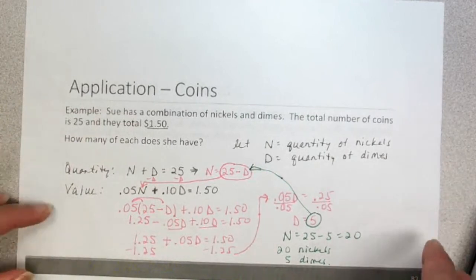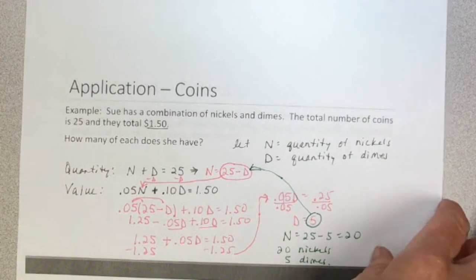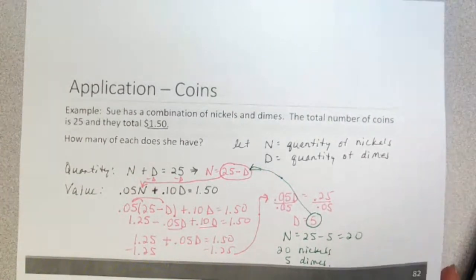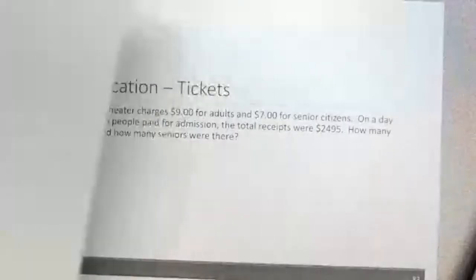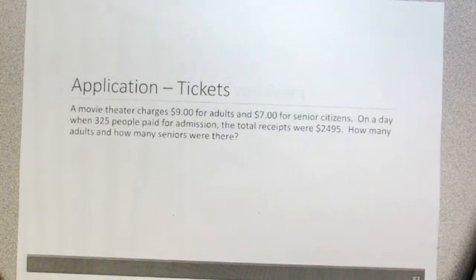All right, so this quantity and value structure works very nicely for solving applications that seem like mixtures of things, when we're mixing 2 or more things together. Let's look at another example here.